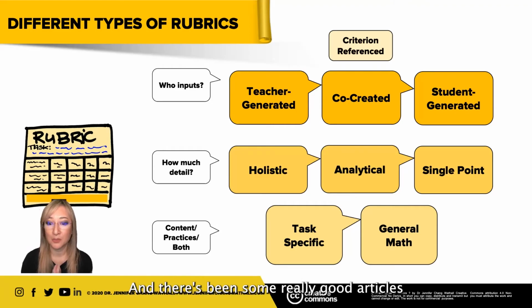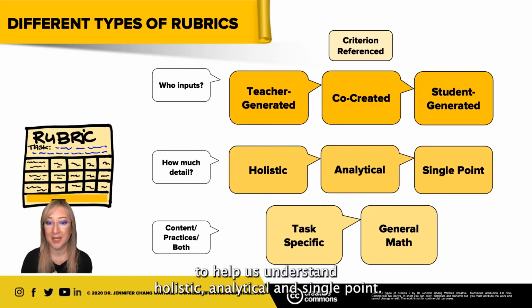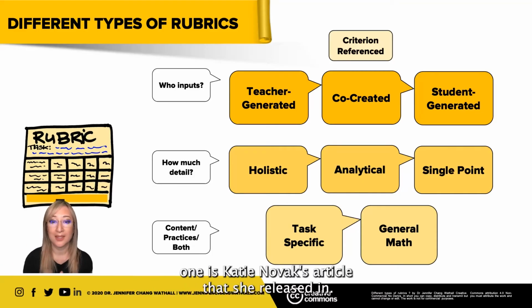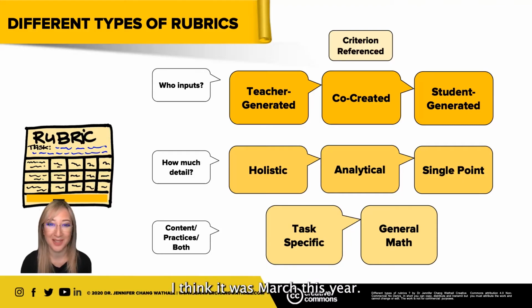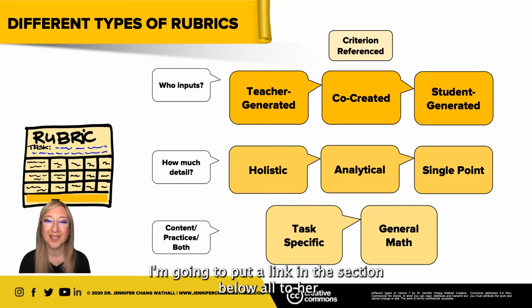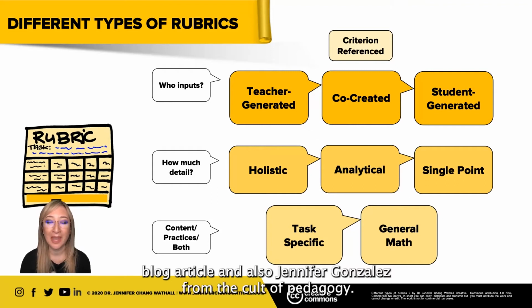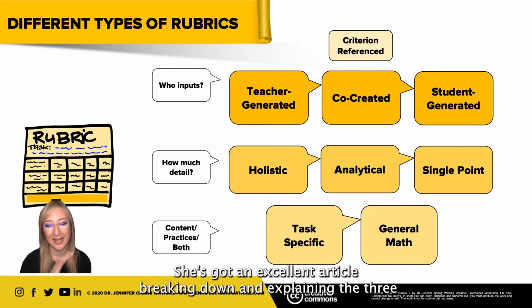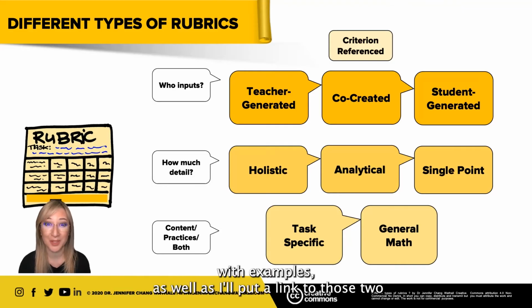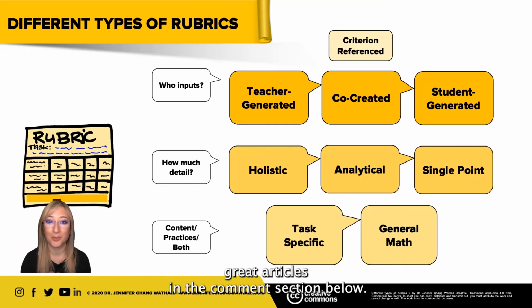And there's been some really good articles to help us understand holistic, analytical, and single point. One is Katie Novak's article that she released in, I think it was March this year. I'm going to put a link in the section below to her blog article. And also Jennifer Gonzalez from the Cult of Pedagogy. She's got an excellent article breaking down and explaining the three with examples as well. So I'll put a link to those two great articles in the comment section below.